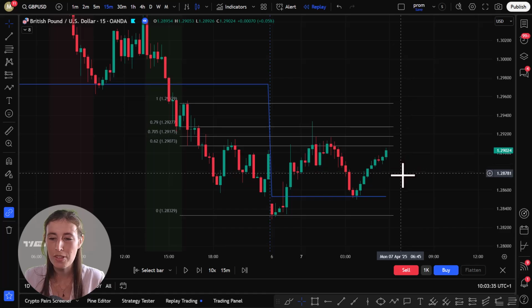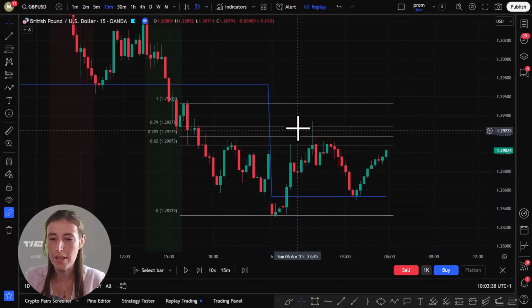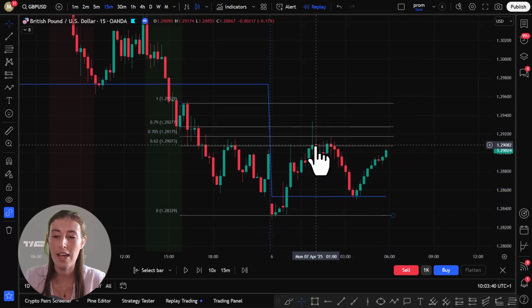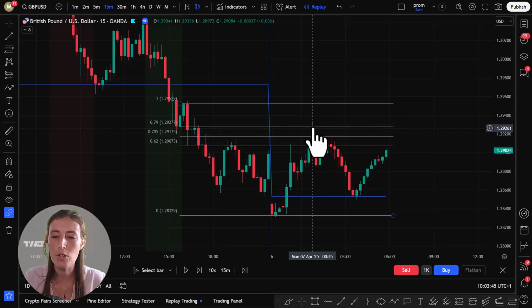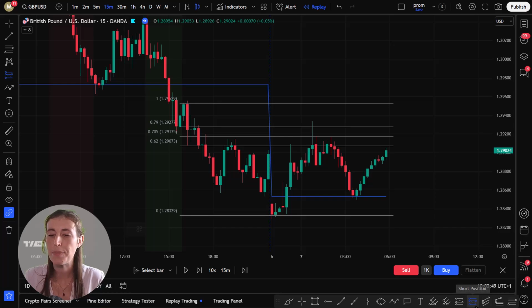It happened during the Asian session. Price pulled up into the OTE area and we got this very large wick rejection. This is a pin bar. It pushed up and it immediately pushed back down, rejecting this area. That would be, in my opinion, a candlestick signal that you could use to place an entry for a short.